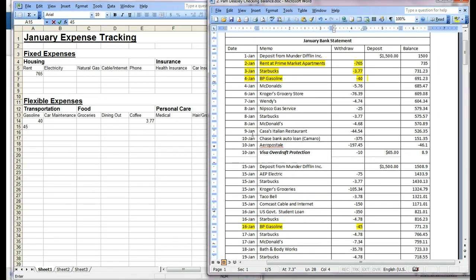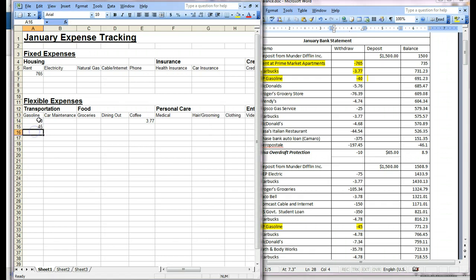Let's assume we already did all those. So you work your way down, going down vertically.